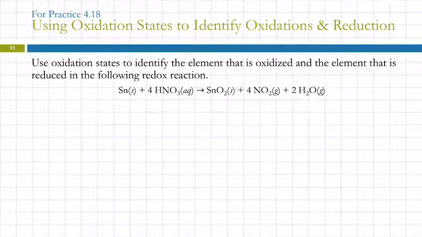So the way we do this is we identify the oxidation states of all the things involved. Well, tin, Sn, what's its oxidation state?